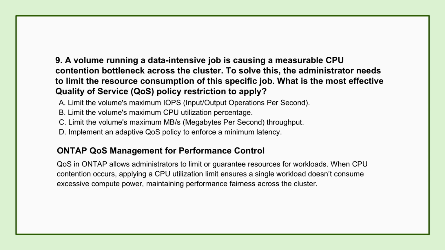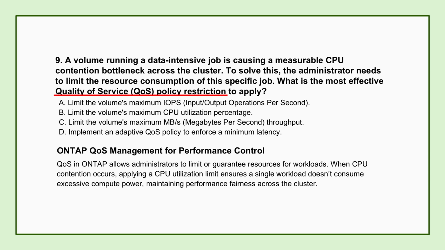Right, you've got a workload, maybe some big data job, and it's just hammering the system. Monitoring shows it's causing a clear CPU contention bottleneck across the cluster, not storage I/O, but CPU. Okay, the processors are overloaded because of this one workload. Yeah. So you decide to use QoS to rein it in. What specific QoS policy restriction is the most effective way to tackle a CPU bottleneck directly?